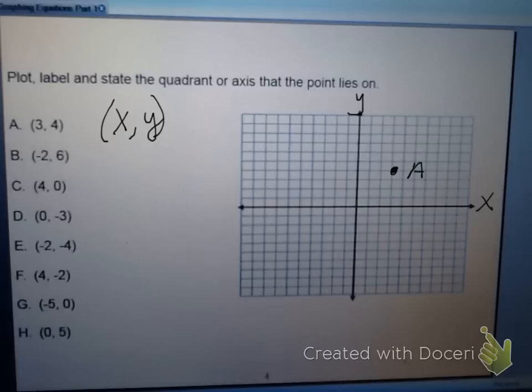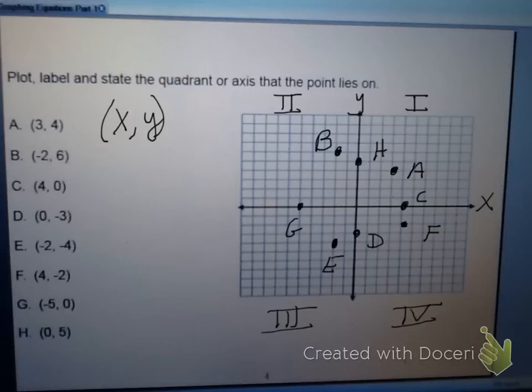Now if you'll notice, there are four sections. This is quadrant 1. This is quadrant 2. This is quadrant 3. And this is quadrant 4. Now, I want you to turn off the recording, plot all of these points, and then turn it on to make sure that you've plotted correctly.